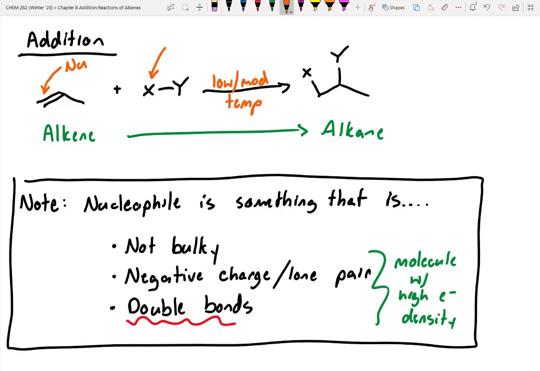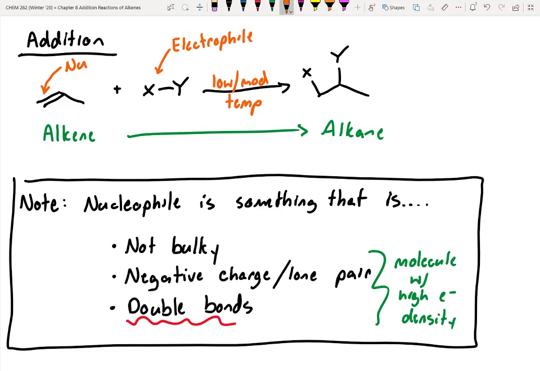And what do you think this must be then? If it's not a nucleophile, it must be an electrophile, right? So this other component must be the electrophile in the reaction. So this would be our nucleophile, and this would be our electrophile.